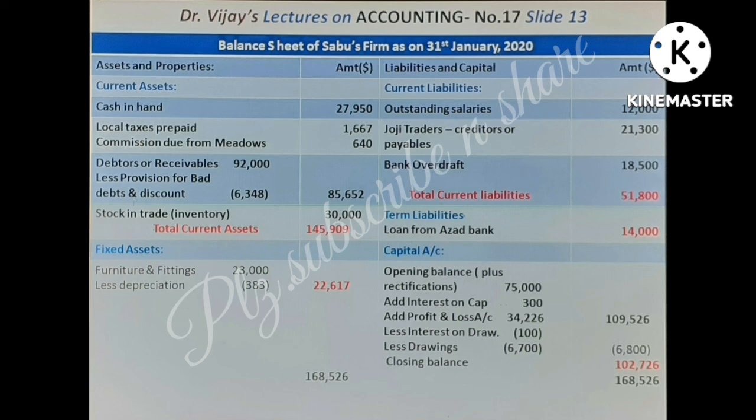And next comes capital. In the capital account, the opening balance plus the two items of rectifications comes to 75,000. Then interest on capital is added. Net profit 34,226 is added. And then interest on drawings and drawings are subtracted. The closing balance is 1,02,726. The balance sheet is tallying on both sides.